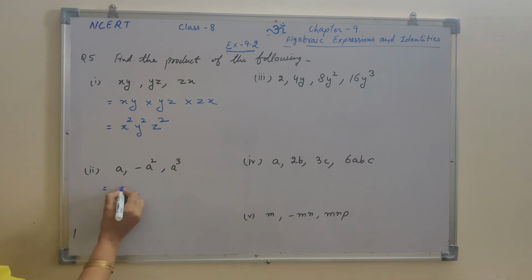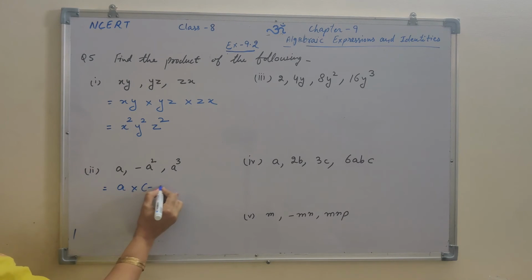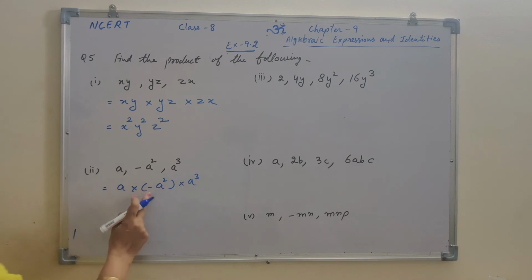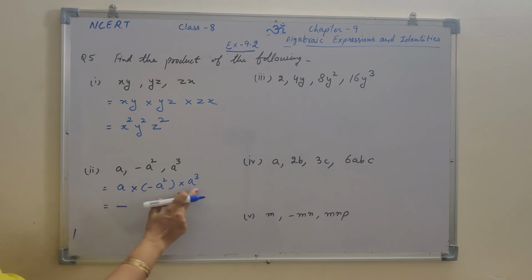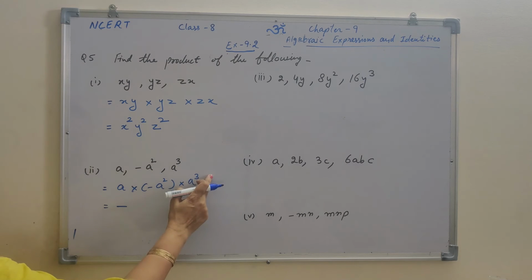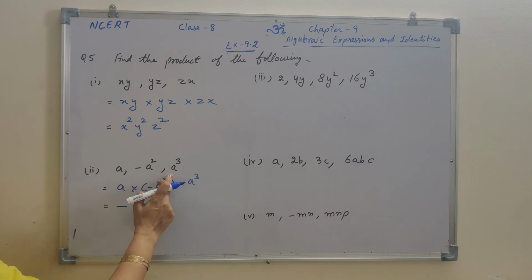Okay. Next is multiply a, minus a square and a cube. See, one term is minus, so the answer will come in minus. Now, all variables are a, but they have different powers. So powers will be added. So it is 3 and 2, 5, 5 and 1, 6. So the answer is minus a power 6.